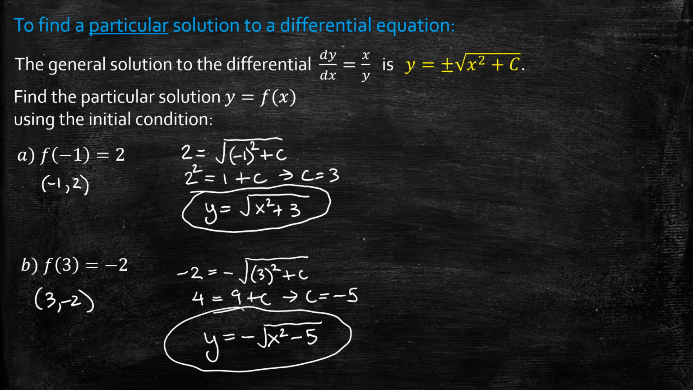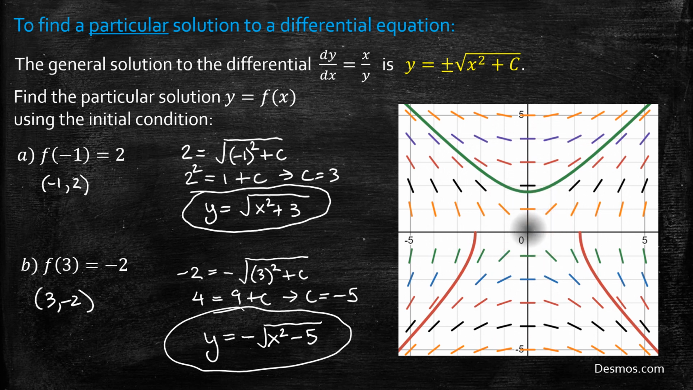So let's look at these visually because it's kind of pleasing to do so. Here's a slope field for that differential equation. For part A, we needed to pass through the point -1, 2. So this particular solution matches the green graph. And for the second one, f of 3 is -2. This is right here. So this equation matches the red graph.